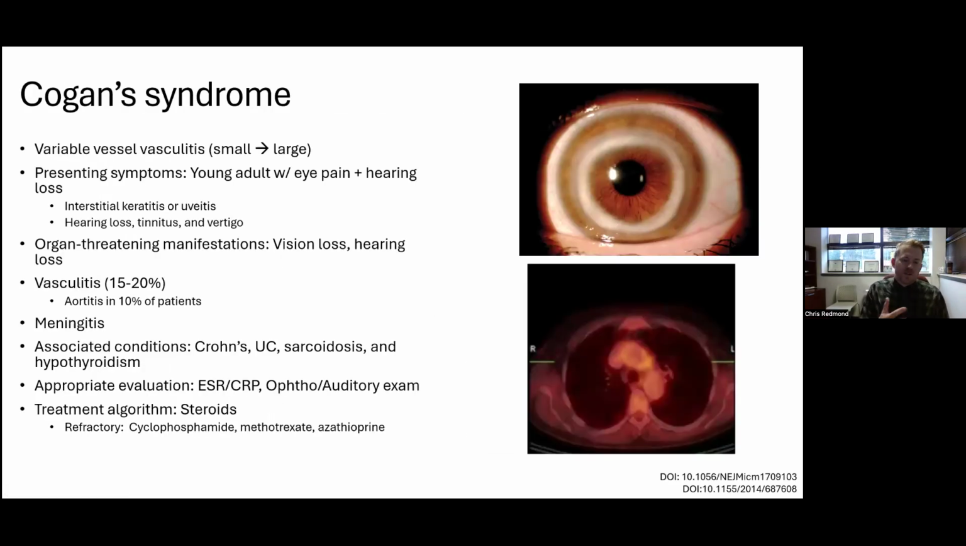Cogan syndrome. This is another variable vasculitis. Sorry, it's probably with Behçet's, but this can be small to large. So I kind of know where to put it. So I'll put it here. This is a difficult one to diagnose.